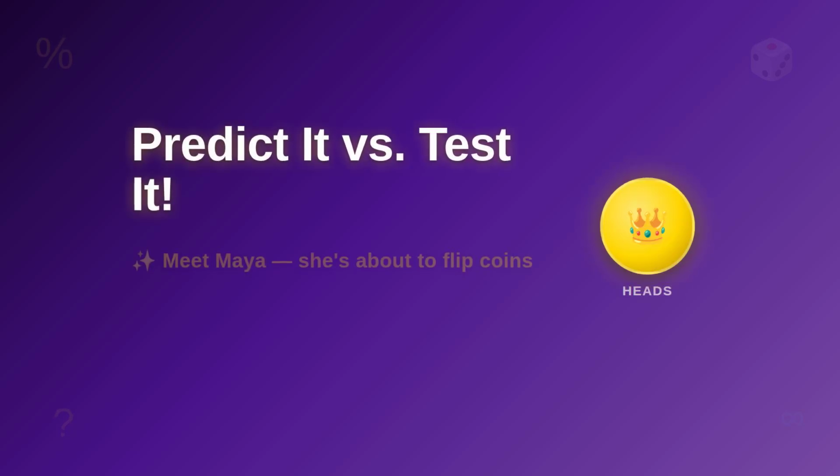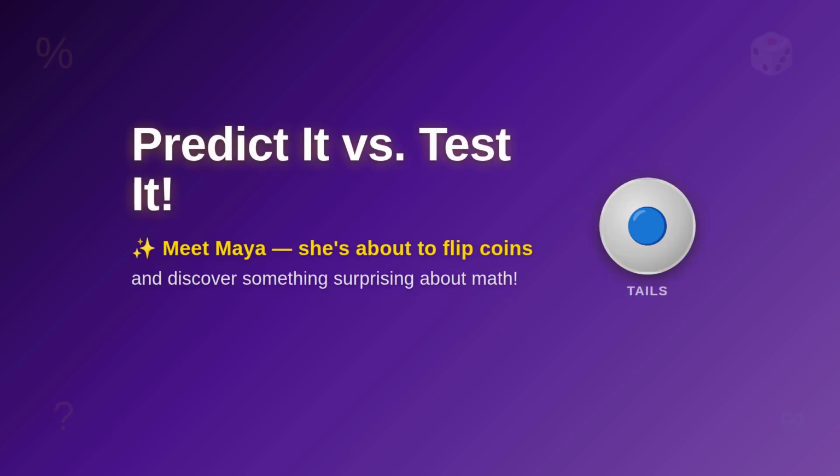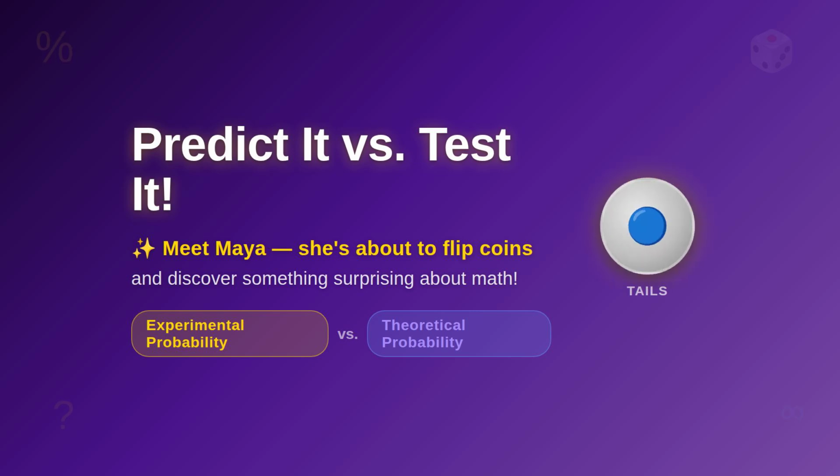Meet Maya. She's sitting at her kitchen table, staring at a coin in her hand. Her little brother just bet her that if she flips it 10 times, she'll get exactly 5 heads. Maya thinks he's right. After all, it's a 50-50 chance, isn't it? But when she starts flipping, something surprising happens.